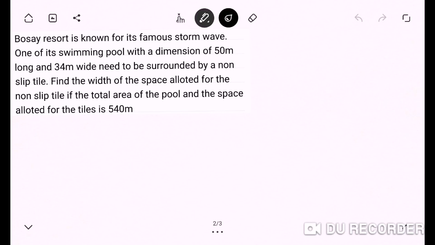Bosay Resort is known for its famous storm wave. One of its swimming pools with a dimension of 50 meters long and 34 meters wide is needed to be surrounded by a non-slip tile. Find the width of the space allotted for the non-slip tile if the total area of the pool and the space allotted for the tile is equal to 540 square meters.